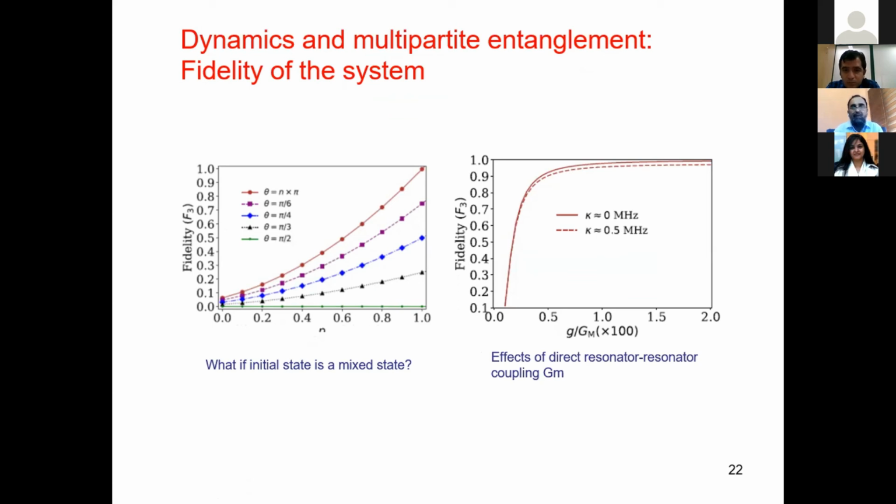You know, we have resonator R1, R2. What if they're mutually interacting? And it is quite possible. So here we study, in this picture, the effect of direct resonator coupling, which is represented by GM.